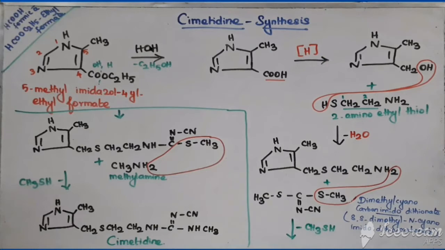Now this is on hydrolysis. What happens on hydrolysis? What is the functional group present here? That is called an ester. So an ester on hydrolysis gives two products. One is an acid, another one is an alcohol. So which alcohol would be removed? C2H5OH, that is ethanol, would be removed, and we are getting an acid in the fourth position.